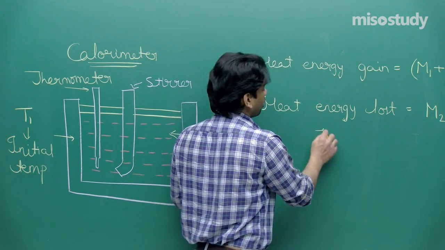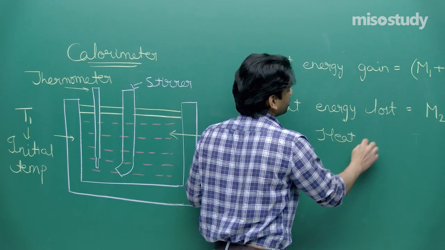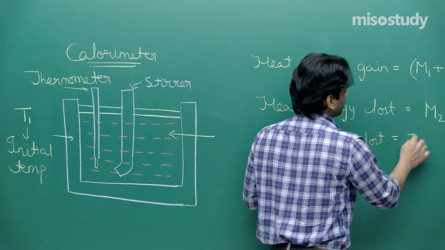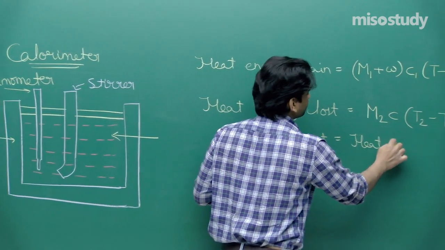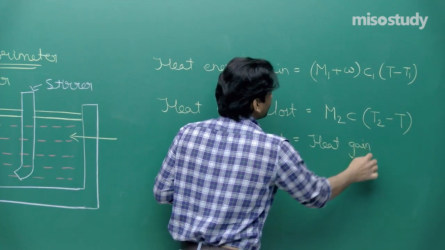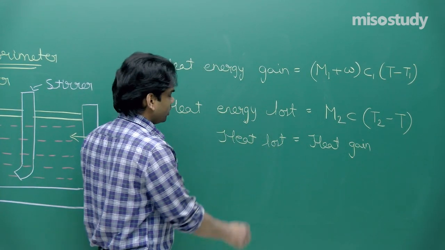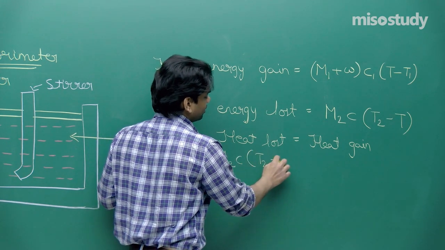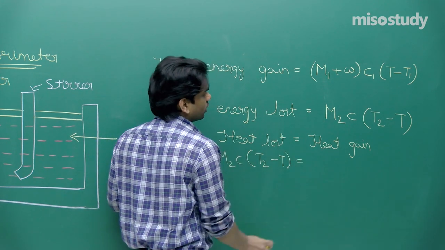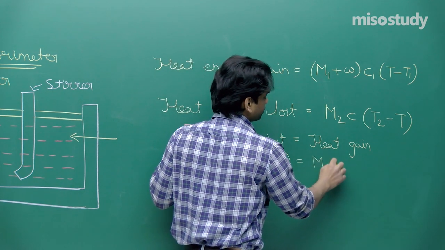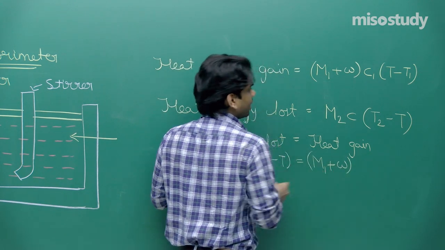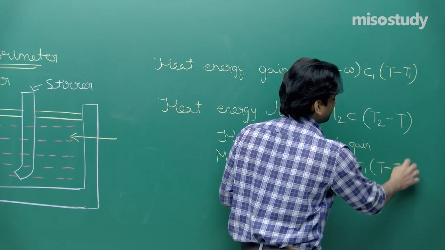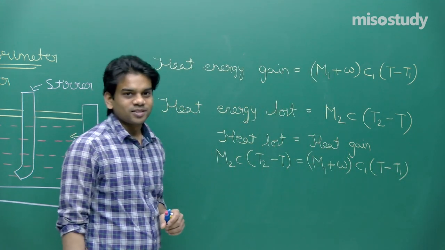We know from the principle of calorimetry, the heat energy gained is equal to the heat energy lost. So I am writing from the principle of calorimetry, heat lost is equal to heat gained. This is what I have told you all in the last class. So can we write M2C into T2 minus T is equal to M1 plus W multiplied with C1, multiplied with T minus T1. You will be obtaining this relation.